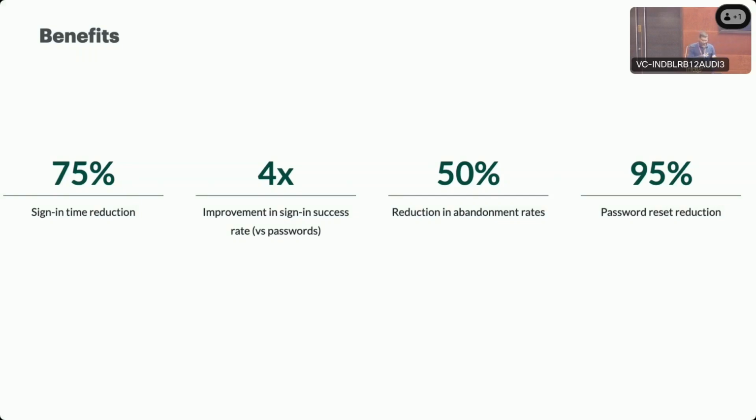If you are typing a password, most of the time you forget the password and reset it, and most of the cost is involved in that. Sign-in success rate has improved 4x. Normally you forget the passwords, you reset, and you abandon the sites. So there is a 4x increase in sign-in success rates. There is a 50% reduction in abandonment, right? Normally if you are logging into one site, you forget the password, you just leave that site. So there is a 50% reduction in that.